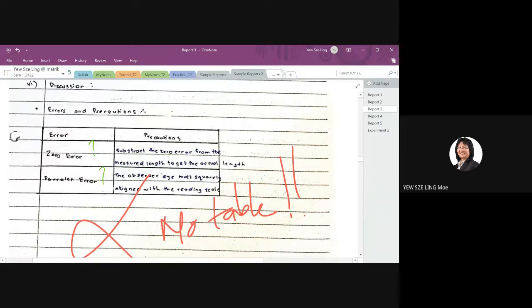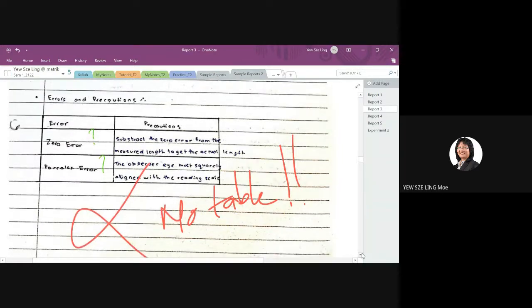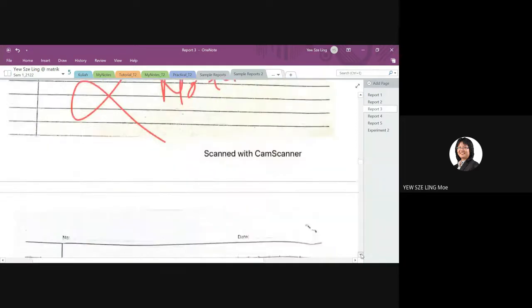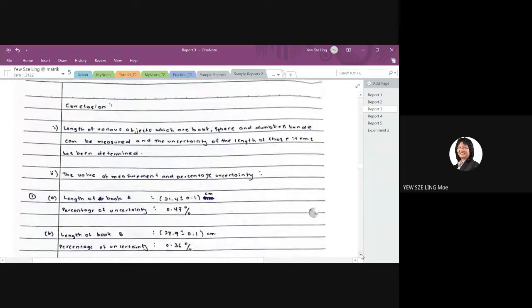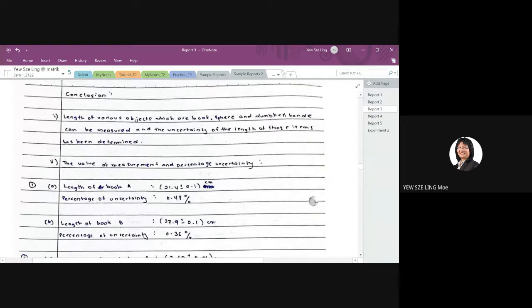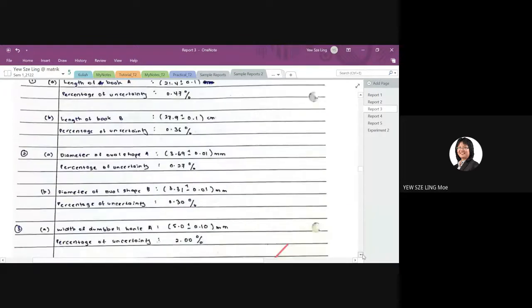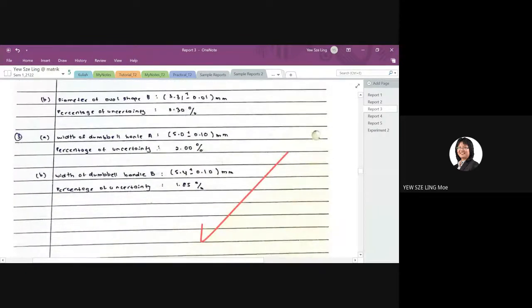Okay, even though your precautions might be correct, I will just skip it. All right, because you can follow instruction. So conclusions. This one should be all right. It mentions that you can measure the length and also the uncertainty, and then it states the result. So the conclusion is fine.